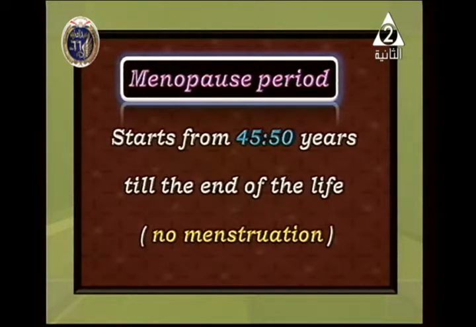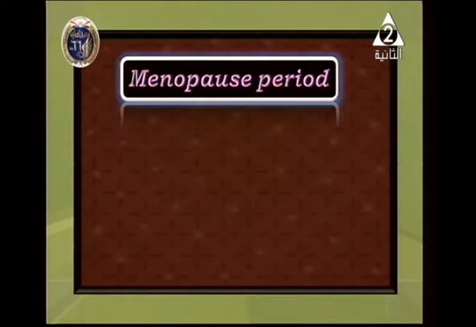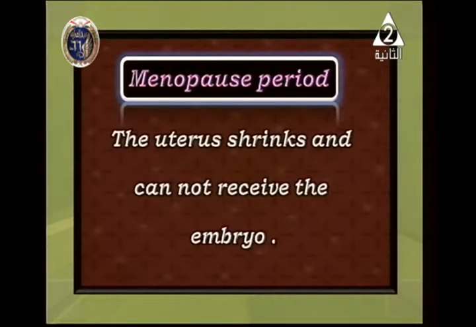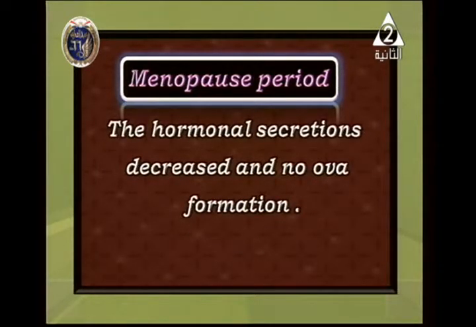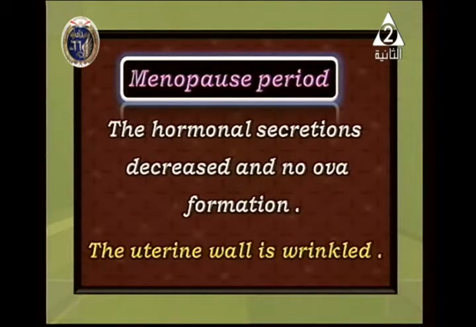I mean there is no formation or production of ova from the female during this period of time. And if any ovum is formed, it will be very weak. The uterus shrinks and cannot receive the embryo, okay? After that, the hormonal secretions decrease and, as we said, no ova are formed. The uterine walls are wrinkled. Wrinkled means that they are also going to shrink.